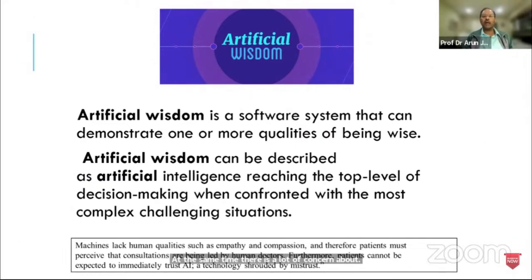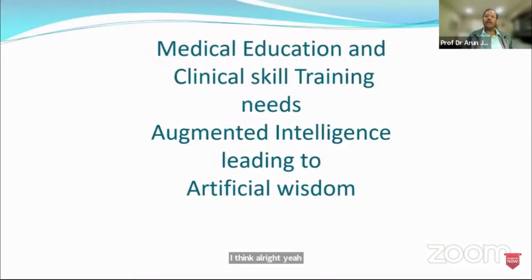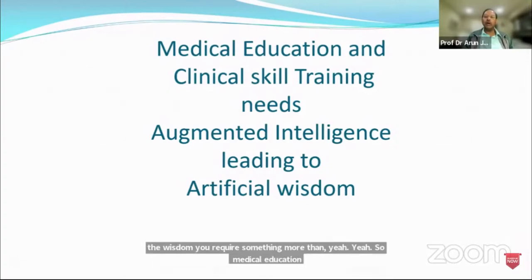That's why now we want to call it what's called artificial wisdom. So artificial wisdom can be described as artificial intelligence at the top level of decision making when confronted with the most complex systems. That's because machines lack human qualities like empathy and compassion. I think this whole thing can come once artificial wisdom comes. And therefore, if you see the growth, it travels from what is called the DIKW model: data, information, knowledge, and wisdom. And I think up to the knowledge, it could be done with AI. But for wisdom, you require something more than AI. So medical education, clinical skills, everything requires augmented intelligence leading to artificial wisdom.